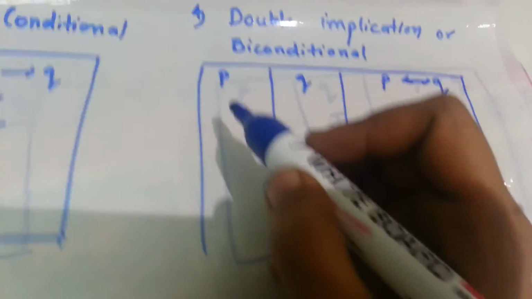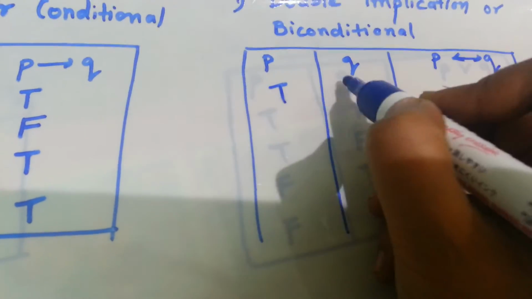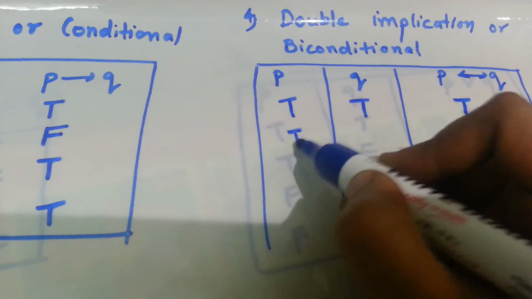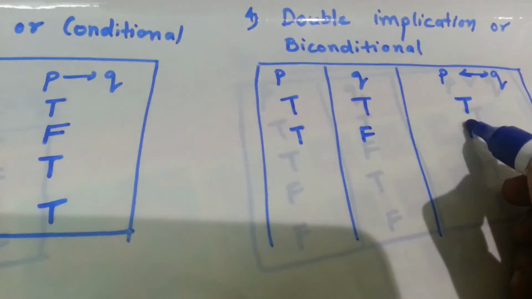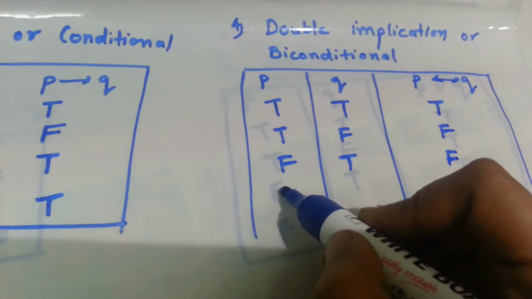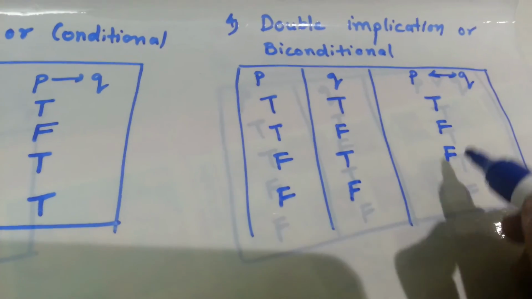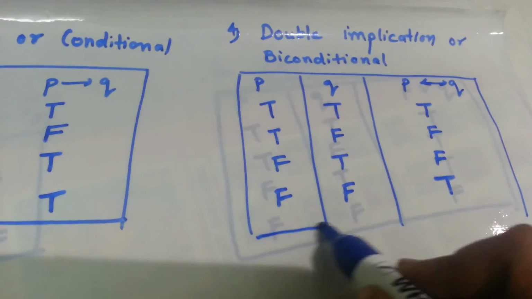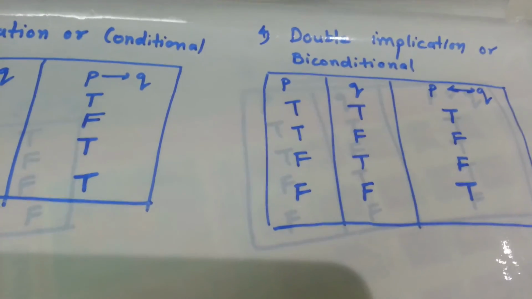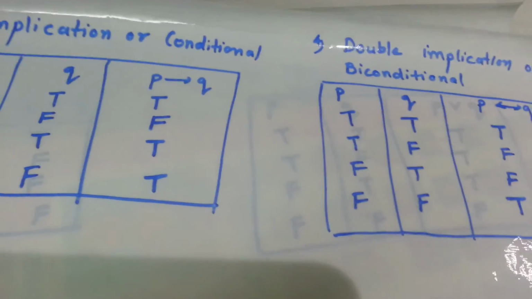If both statements P and Q are true, then it is true. If one is true and the other is false, then it is false. If one is false and the other is true, then also it is false. And if one is false and the other is false, it is true. So if both are true or both are false, then it is true. In the remaining cases, it is false.